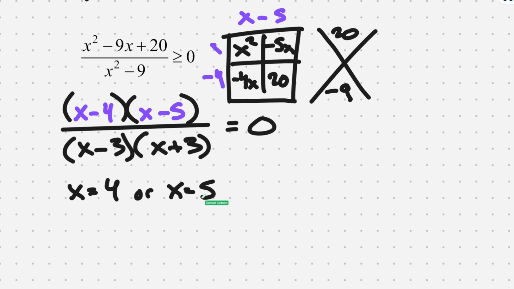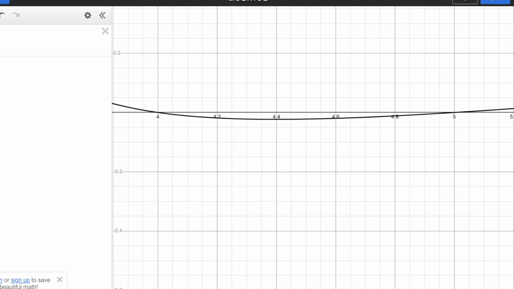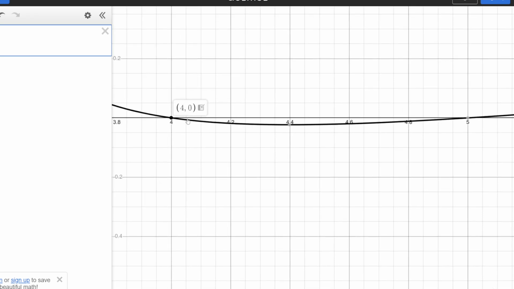The problem is these are not the only boundary points. When I say boundary points, I mean basically places where the function can switch from being positive to negative. One way that can happen is it crosses through the x-axis, and that's why we look for x-intercepts. Another way this can happen is with a vertical asymptote. And so here I've graphed the function on Desmos, and we can see these x-intercepts at 4 and 5 do cause the function to switch from positive to negative and then back to positive.